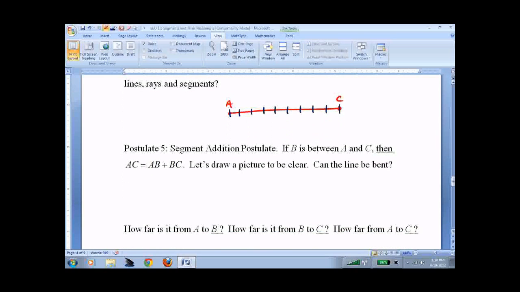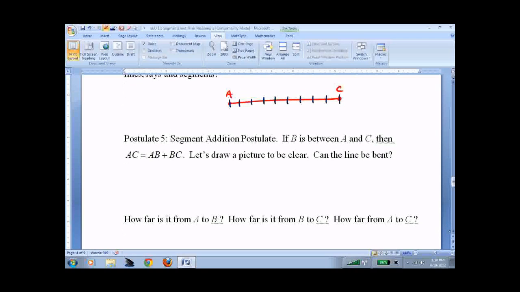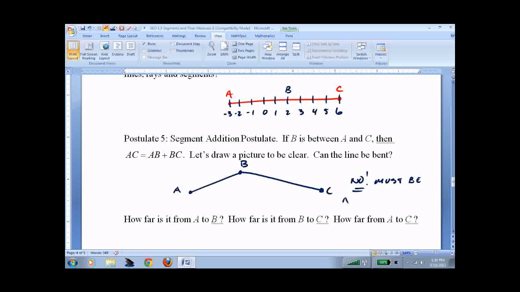So let's say B is between A and C. Put it here. Let's say -3, -2, -1, 0, 1, 2, 3, 4, 5, 6. So there's our picture. Now, could we do this and say B is between A and C? The answer is no. It must be a segment. More to the point, the segment has to be straight.